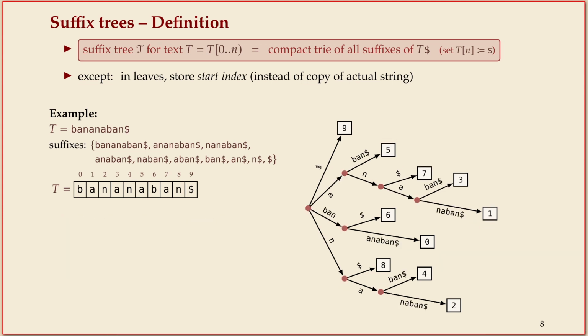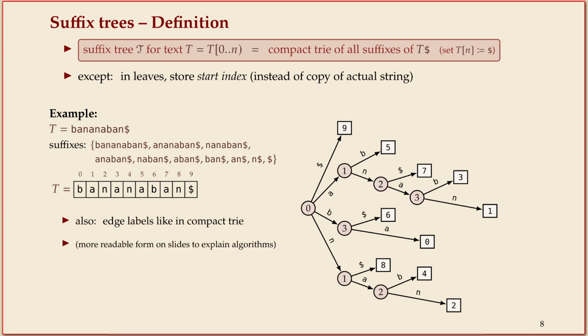So step one is we represent the leaves by the starting index, not the string. And step two is use the convention for compact tries we've had earlier. So these are all hidden. But we'll use the human readable version to design algorithms because it's much clearer to see in the examples what happens. But you should keep in mind this is what actually is stored.